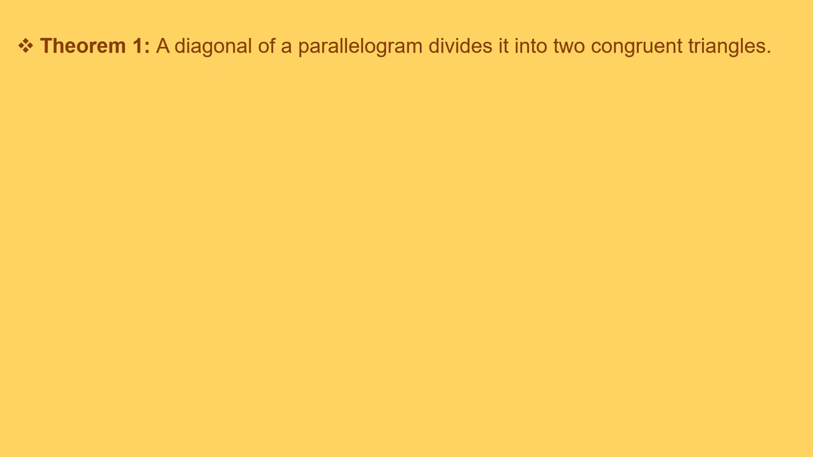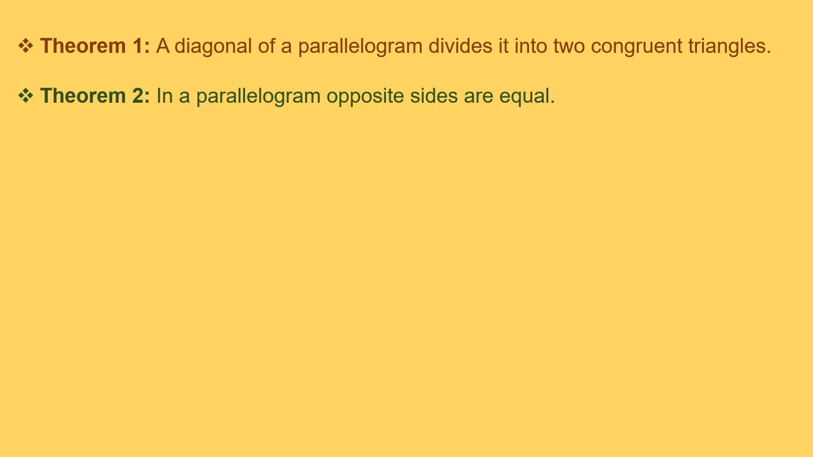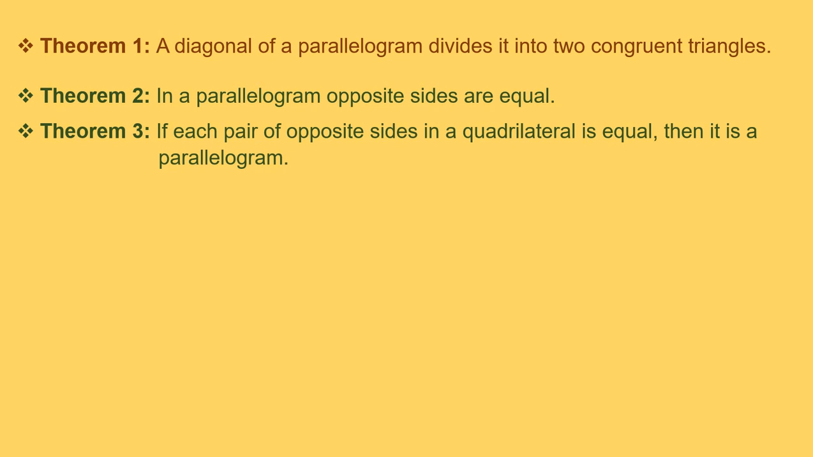So we proved three theorems till now. Theorem 1: a diagonal of a parallelogram divides it into two congruent triangles. Theorem 2: in a parallelogram, opposite sides are equal. And theorem 3: if each pair of opposite sides in a quadrilateral is equal, then it is a parallelogram.